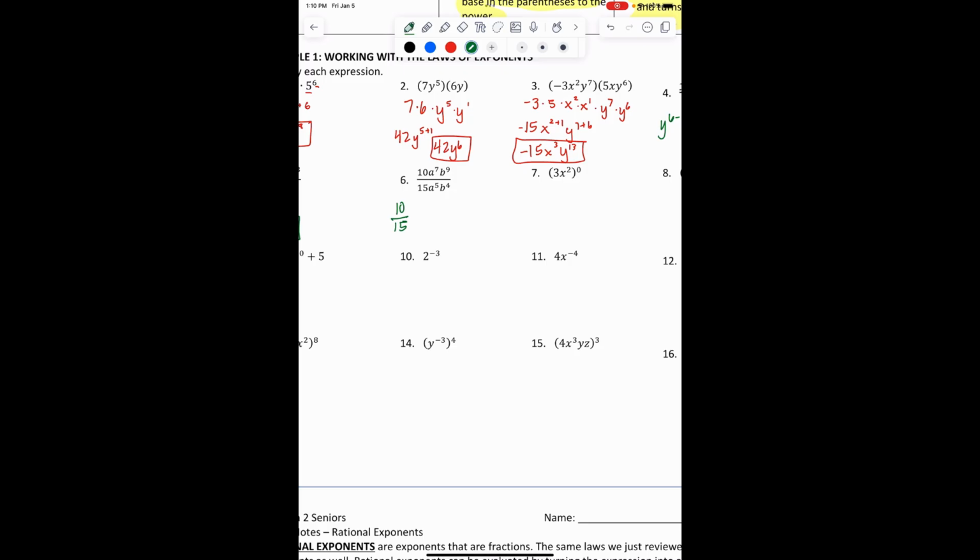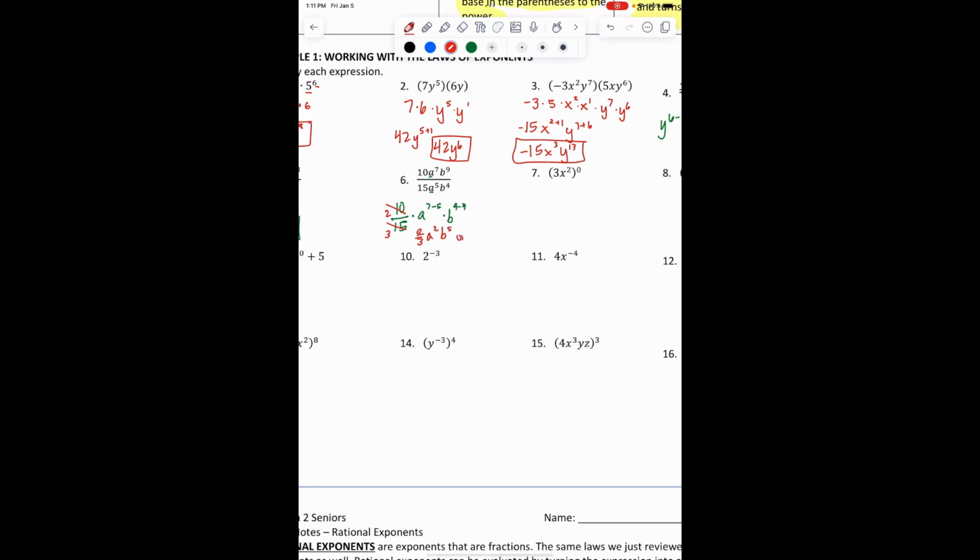And then we have a to the 7th, a to the 5th. So we're going to go a to the 7 minus 5, right? Because those a's are being divided. And then same thing here, the b's are being divided. So we're going to subtract those exponents. And then with this 10 over 15, we can divide a 5 out of both of those and make it 2/3. And then that would be a squared b to the 5th.